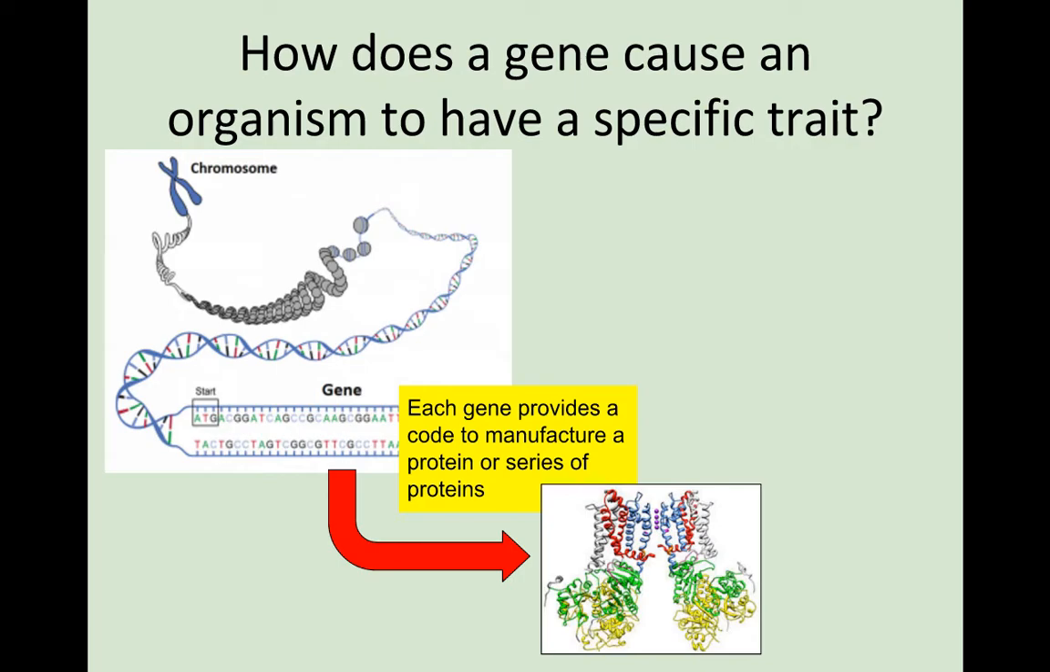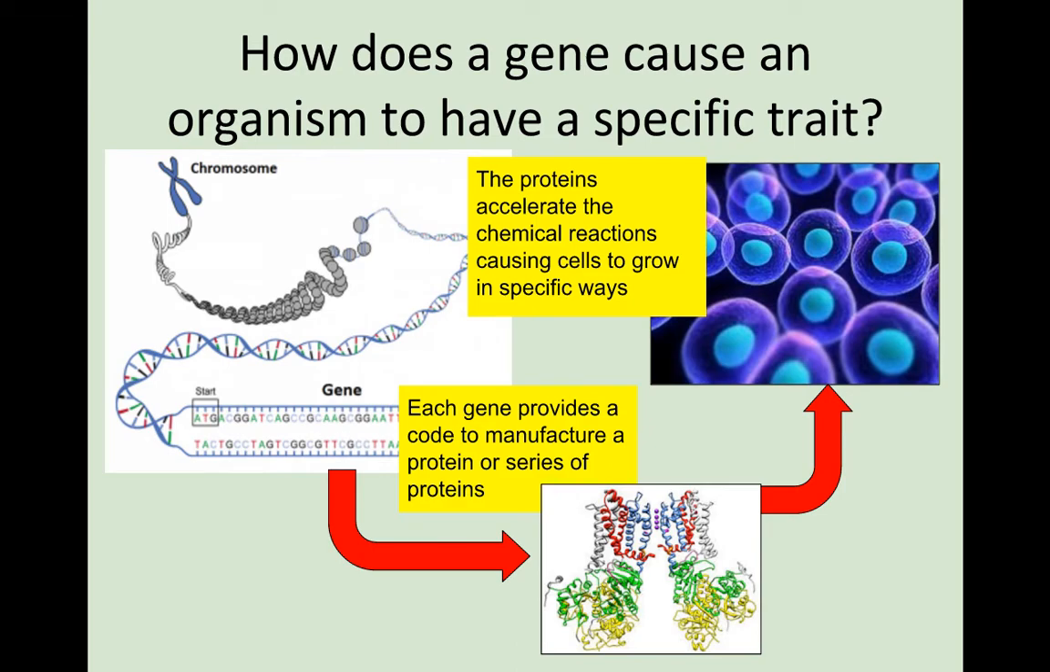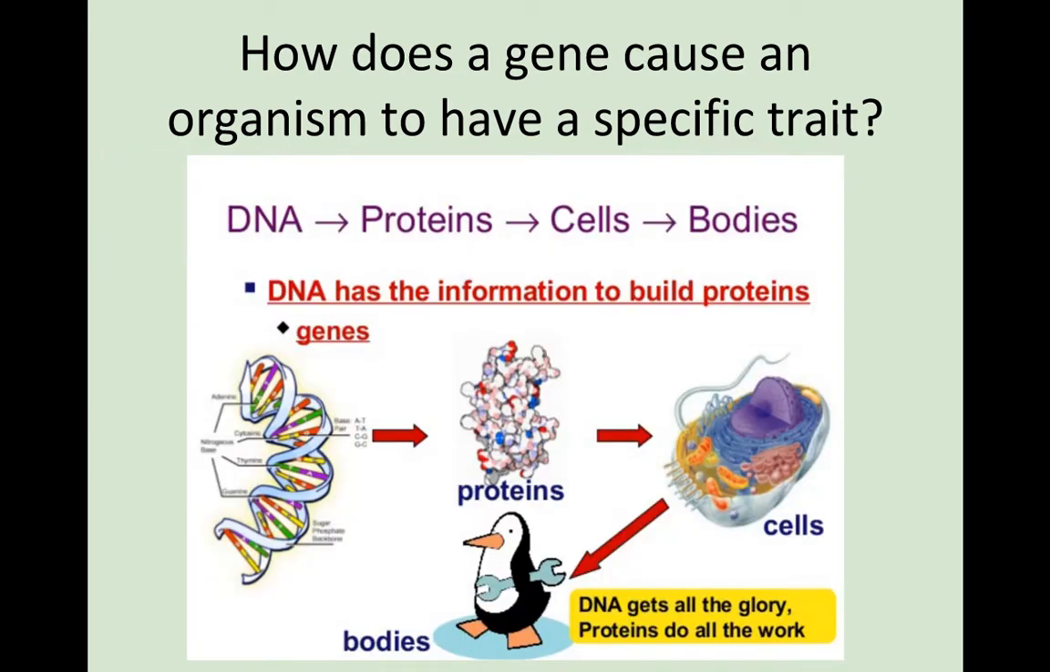As we know, protein is a good thing for your body, and it actually helps accelerate chemical reactions, which cause cells to grow in specific ways. So the gene gives instructions for the production of proteins, which then tell the cells to grow a certain way, which can come out in all the different traits we've been talking about.